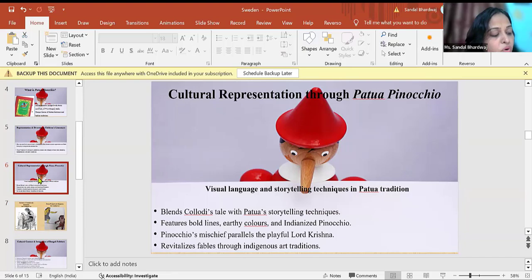Additionally, Patua Pinocchio draws parallels between Pinocchio's mischief and Lord Krishna, adding depth to the narrative. However, this adaptation received mixed reviews, with some critics noting that the stylized action and heavy-lined figures occasionally clashed with the text.